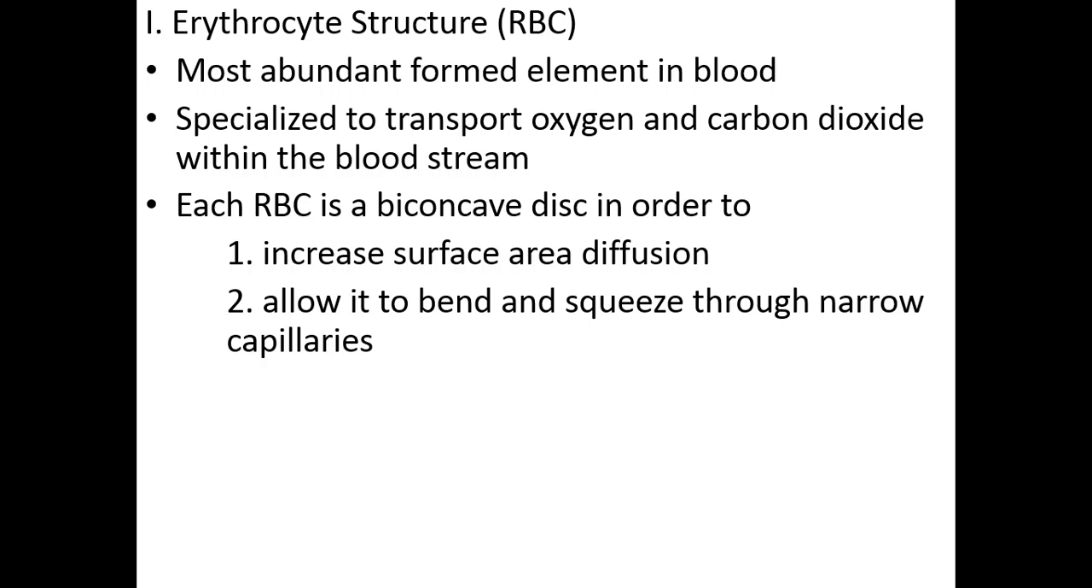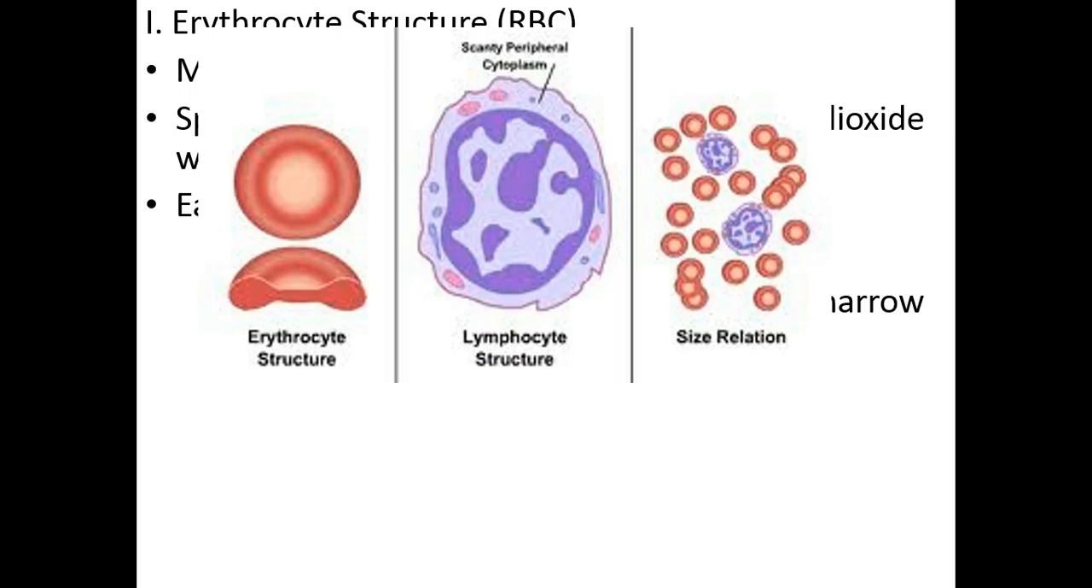If their main purpose is to transport those elements and compounds to and from cells, then the main thing they need is enough area to absorb and carry enough oxygen and carbon dioxide to be efficient and adequate. The other reason they're a biconcave disc is that it allows for a bend and squeeze in multiple directions. A lot of your blood vessels, when you get down to the capillary level, are extremely narrow and extremely small.